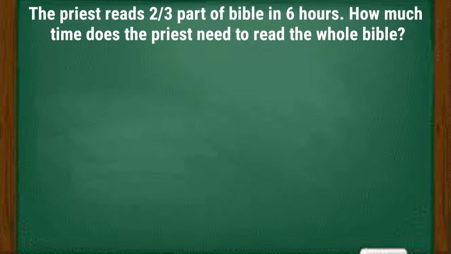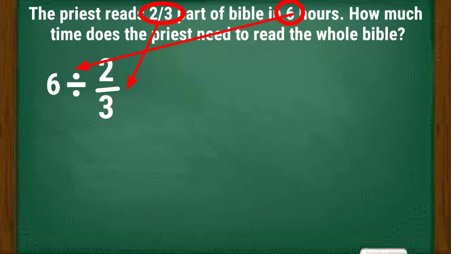Let's have problem number 1. The priest reads 2/3 part of a Bible in 6 hours. How much time does the priest need to read the whole Bible? In order to know the number of hours that the priest needs to read the whole Bible, we have to divide the two given numbers.